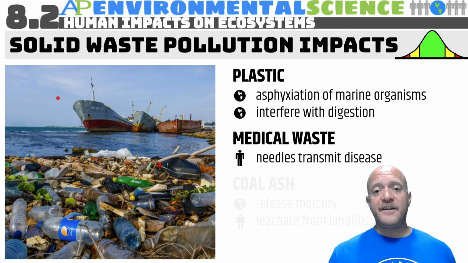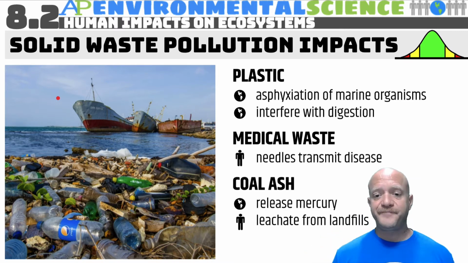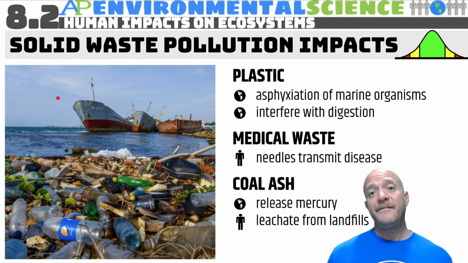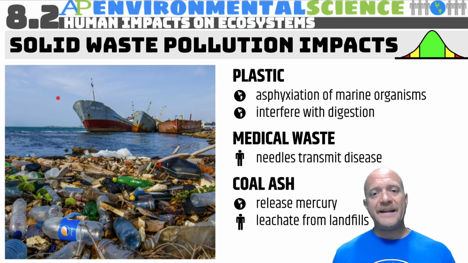And finally, another solid waste pollutant is ash from a coal-fired power plant. Coal-fired power plants release ash containing mercury, and the mercury is not really a problem, but when it gets into an aquatic environment, the bacteria in the water convert it to methylmercury, which is very, very toxic. And methylmercury can accumulate in organisms and contribute to neurological damage.